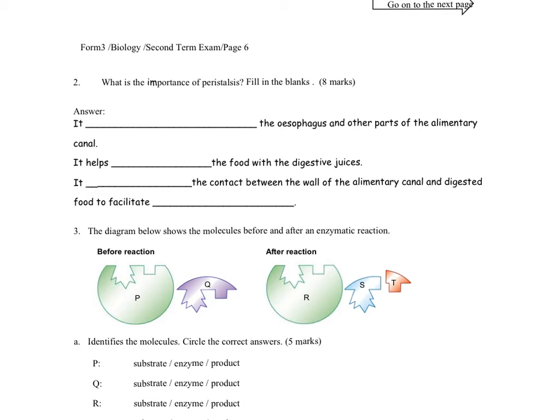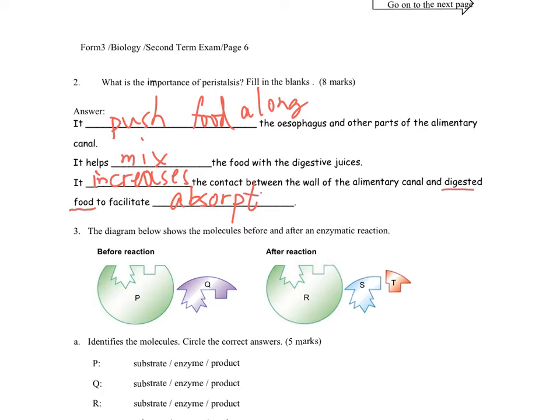For question 2, the importance of peristalsis. It pushes food along the esophagus and helps mix the food with digestive juice, which is the first importance. And next, peristalsis can increase the contact between the wall of the alimentary canal and digested food, so it facilitates absorption.